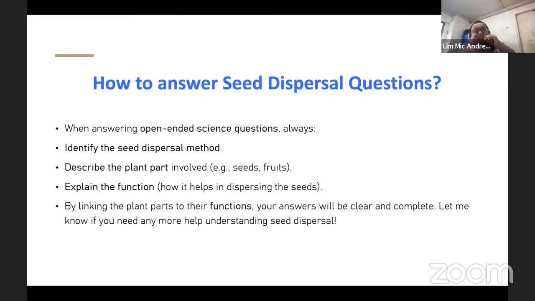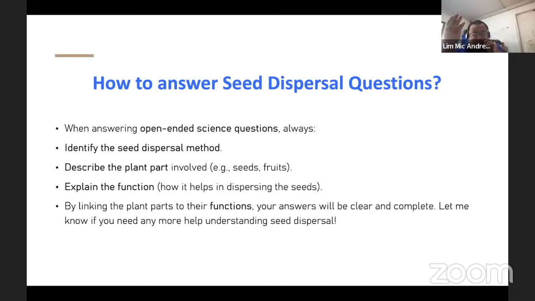Some tips that I can think of: when answering this kind of open-ended science question, always remember one thing. The first thing you have to do is identify the seeds from the picture, or from the look of the flower.